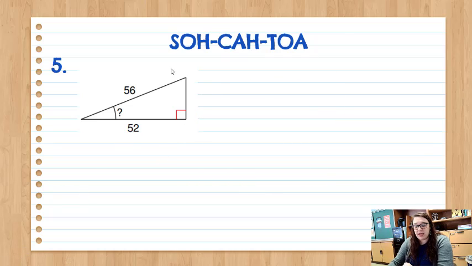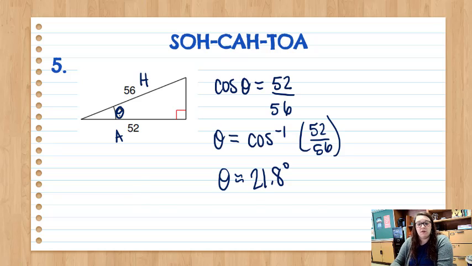Number 5, let's see, we've got our theta here, and I'd like you to label sides and set this one up on your own, see how it goes. I'll show you an answer in a moment. Alright, I got 21.8 degrees for that one. Let's look at one more and then we'll be all set.